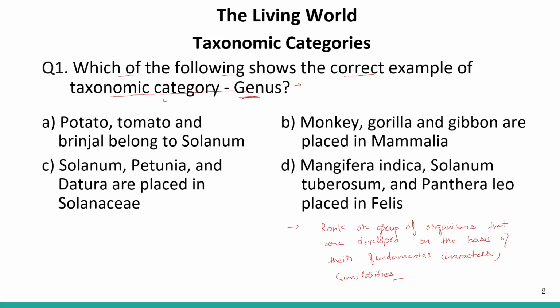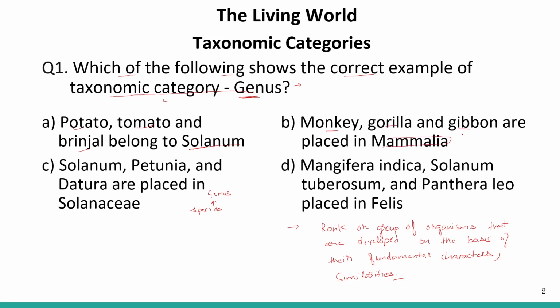So here we are talking about the taxonomic category genus. The lowermost taxonomic category is species. Then higher to species we have genus. Then we have the family, and it goes on till the kingdom. So here the first option is potato, tomato and brinjal. They are saying they belong to the genus Solanum. Next is monkey, gorilla and gibbon are placed in Mammalia.